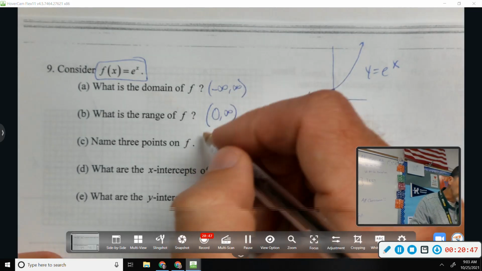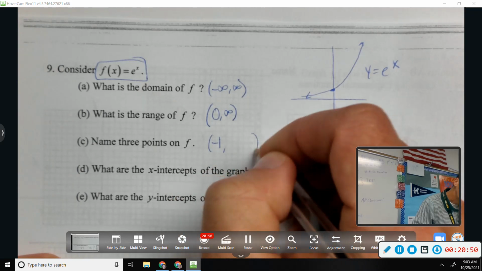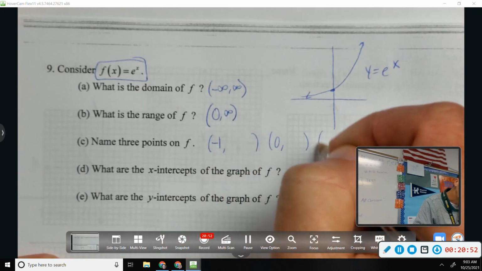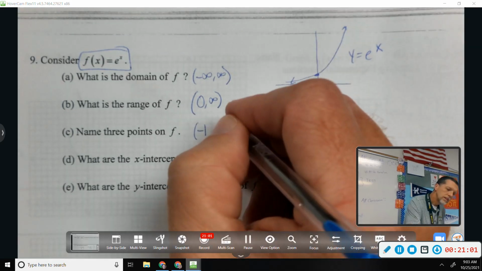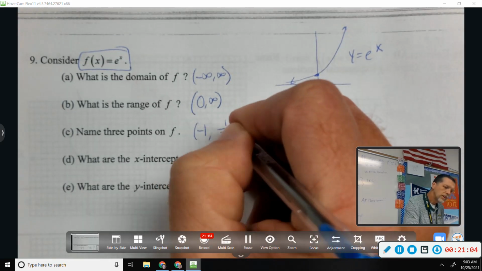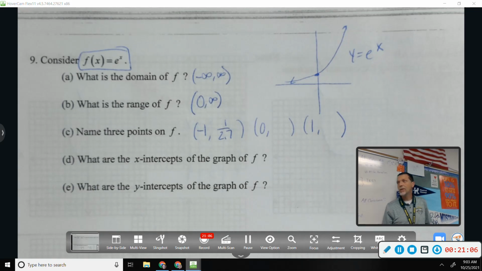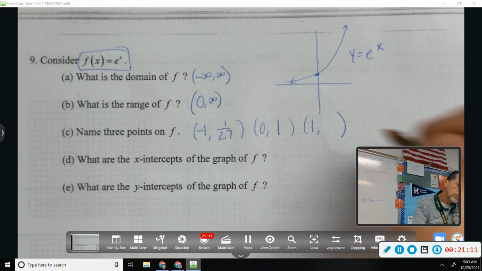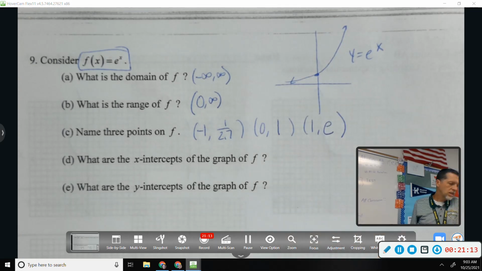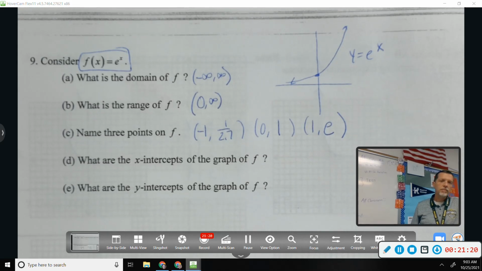Name 3 points. Well, the 3 points are where the x value, that's sort of what we started with, the x value being -1, 0, and 1. So we had 1 over e, or 1 over 2.7, or 1 over 3 even. E to the 0 is 1. And e to the first is e, or 2.7. Either one.